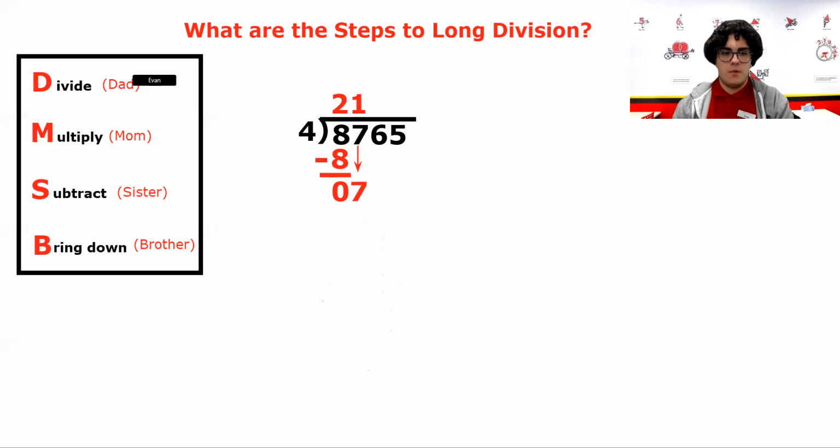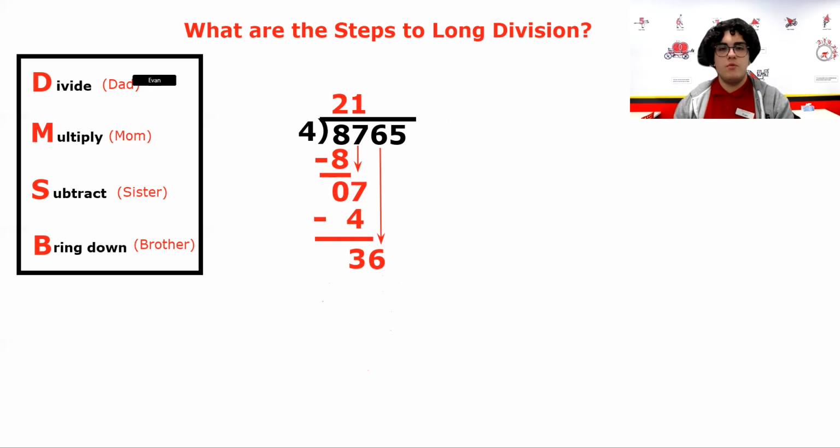We're going to go back to the multiplication step, and we're going to use the 1 that we just wrote on the top of the line. 4 times 1 is 4. Our next step, subtraction. We're going to subtract 4 from the 7. That's 3. And we're going to bring down the next number in the dividend. In this case, it's a 6. We're going to write that just beside the 3, and that creates this 36.